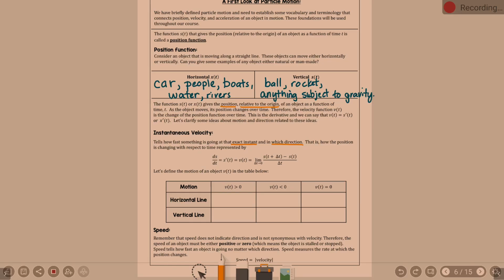So, if we're talking horizontal line motion, if the velocity is greater than 0, it's going to move to the right. If we continue, horizontal line motion, if velocity is less than 0, it's going to move left. If the velocity is equal to 0, it's stopped.